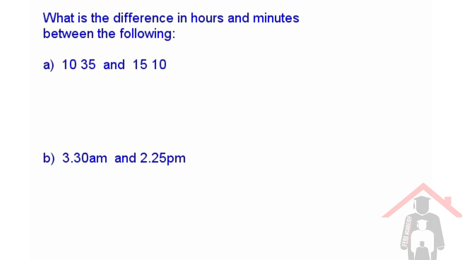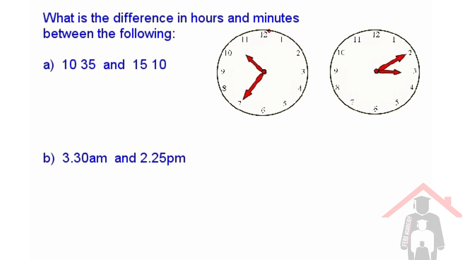These are typical exam questions. To help us answer these, we can imagine a clock. This clock shows 10:35, and this clock shows 15:10. Remember that 15:10 is 3:10 in the afternoon.